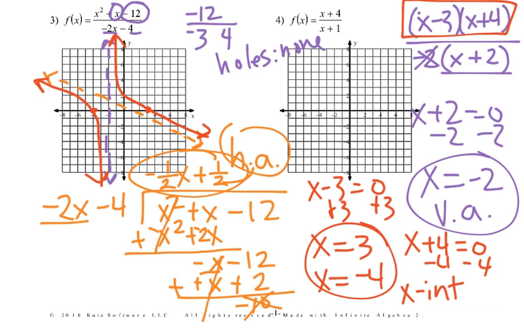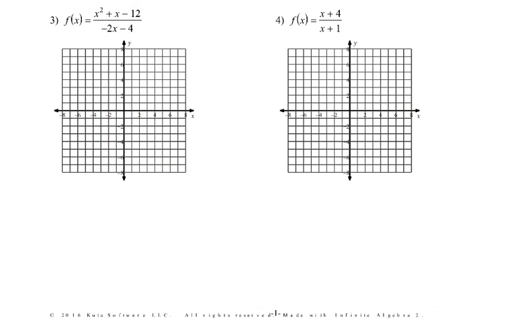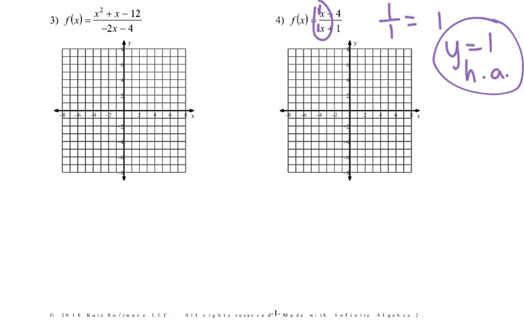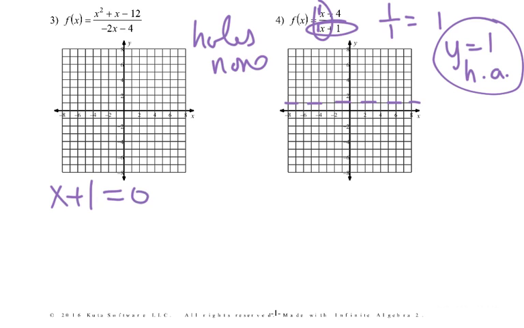Now number 4, this one's a little easier because when they have the same powers, we take their coefficients, 1 over 1, which is just 1, so y equals 1 is our horizontal asymptote. Much easier, right? Then nothing canceled out, so holes there are none. So I go x plus 1 equals 0, so x equals negative 1, that's my vertical asymptote. The denominator gives me my vertical asymptote.